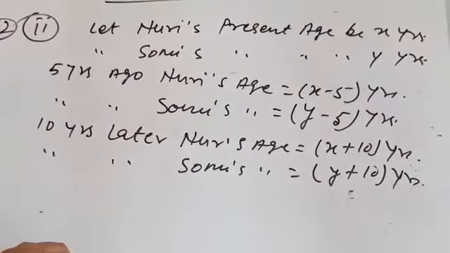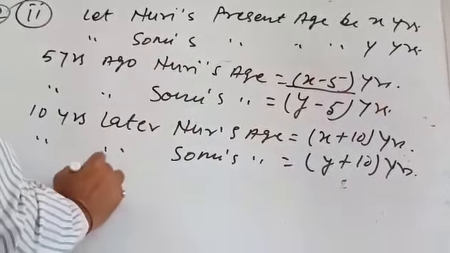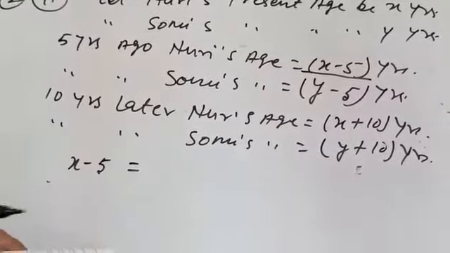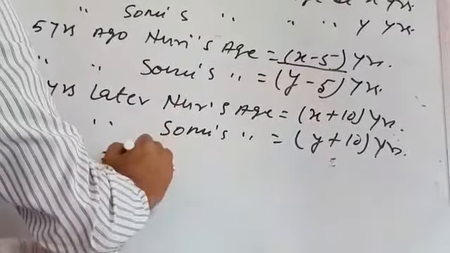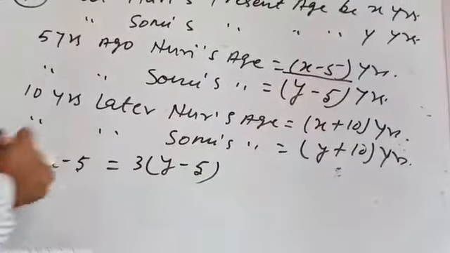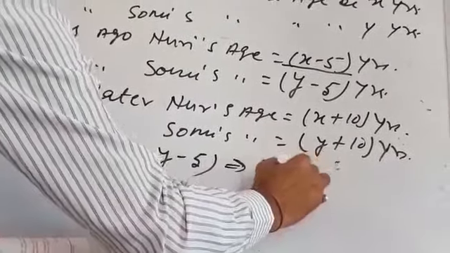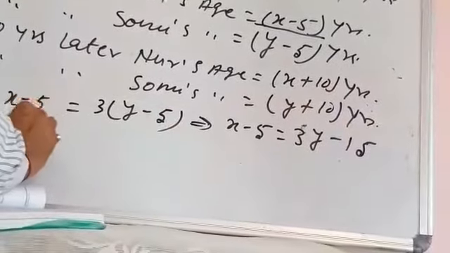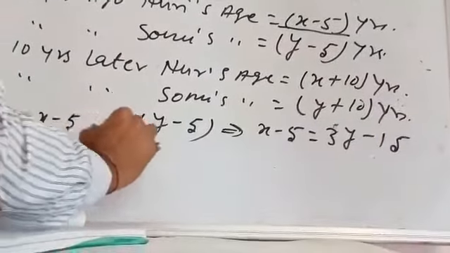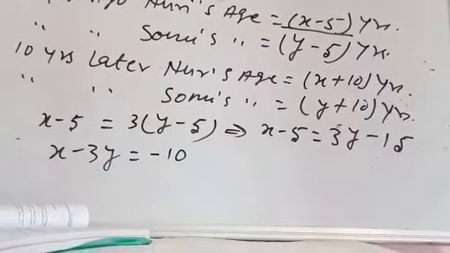5 years ago Nudi was x minus 5, is equal to, Nudi was thrice as old as Sonu. What's Sonu's age 5 years ago? This. So here we'll write thrice, 3 into y minus 5. Let us make this whole situation. This gives x minus 5 is equal to 3y minus 15. So this would be x minus 3y is equal to minus 15 plus 5. This gives minus 10. This is one equation.